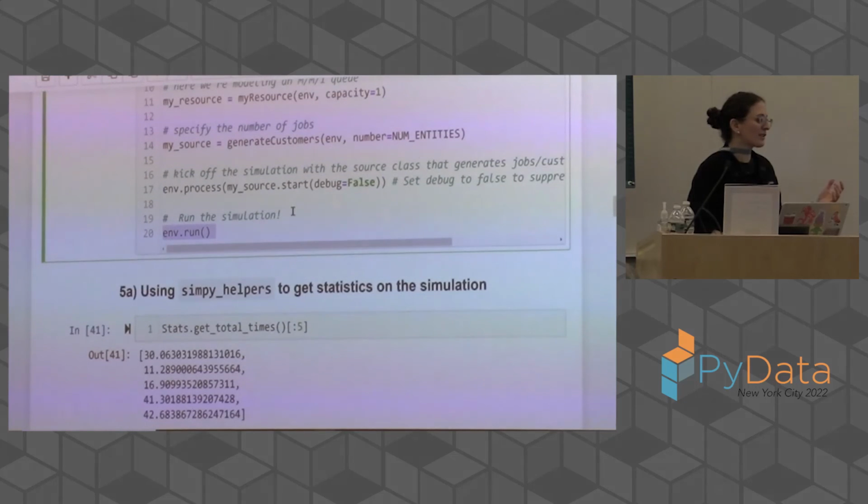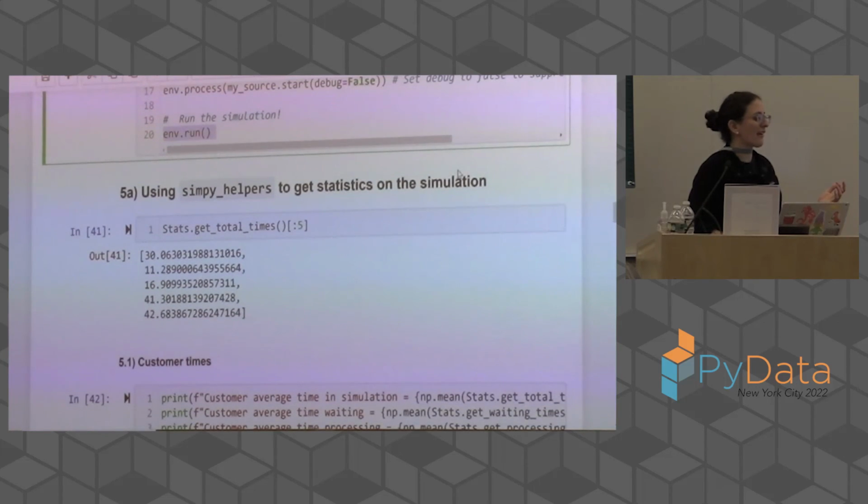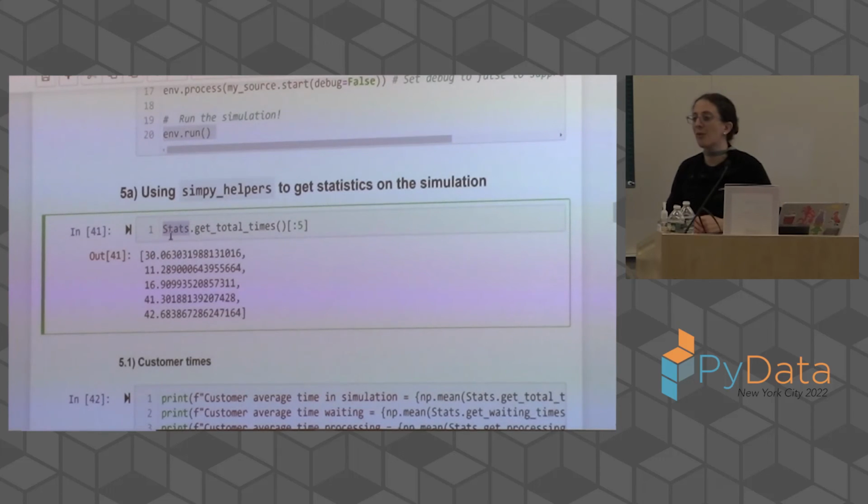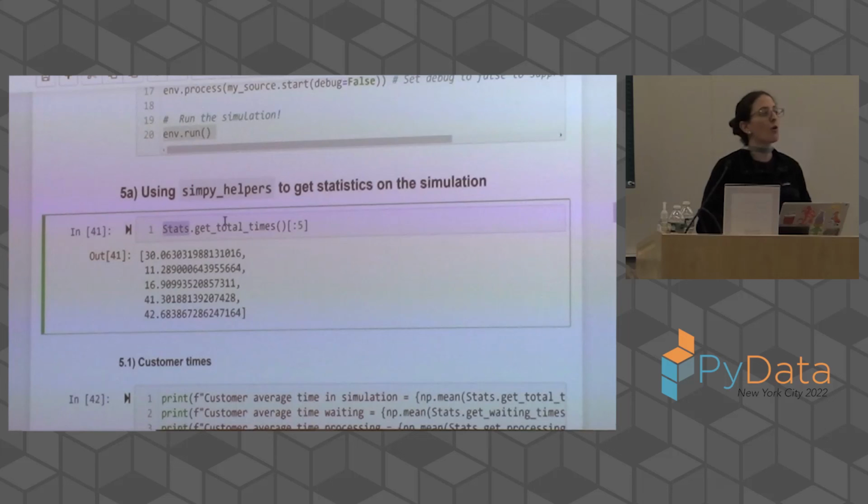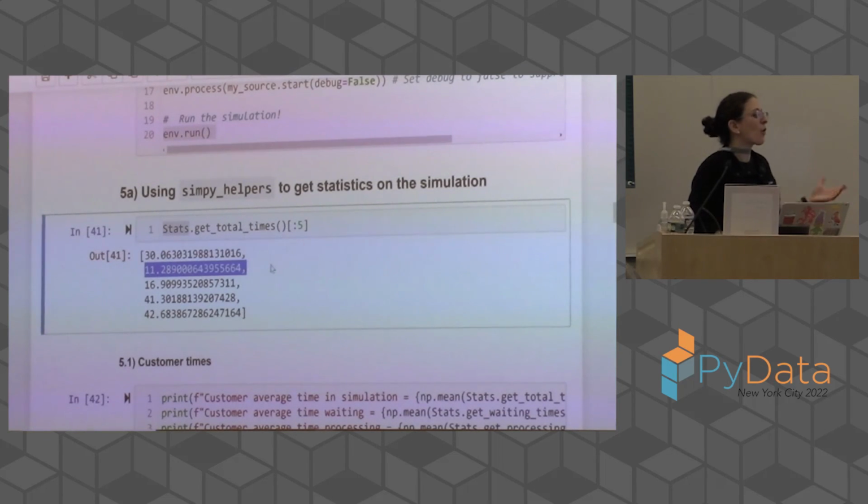All right. So it looked like it ran, didn't give me any errors. My simulation has completed. So what the heck happened? I can use stats to get, so remember stats class comes from SimPy helpers. I can use that to get information back, statistics on the simulation. So for example, get total times would return to me the total time every entity spent in the simulation. So here I just returned to you the first 5. And these are the first, the total number of times that were spent in the simulation.